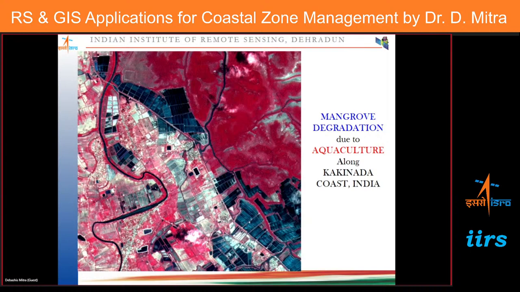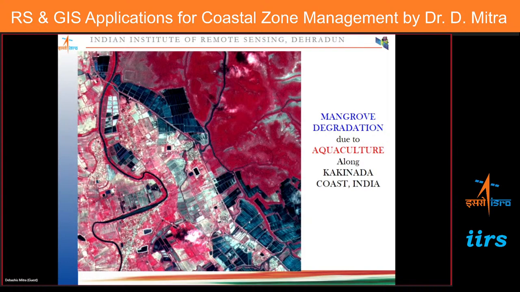And above all, the mangrove comes under the CRZ1. You cannot cut the mangrove for any kind of commercial activity. So it is banned by the law of the land. But still, people are practicing aquaculture, which can be picked up by the satellite data. This is the beauty of the satellite data. Like our Supreme Court has banned the aquaculture.